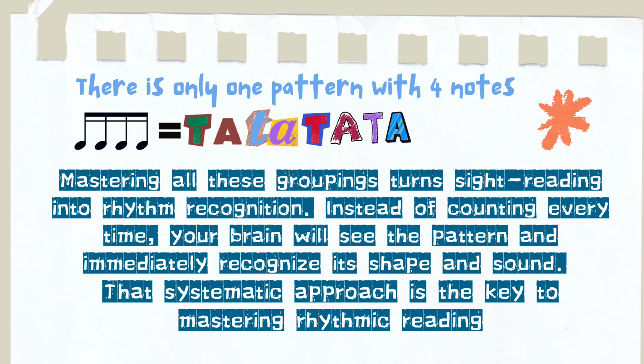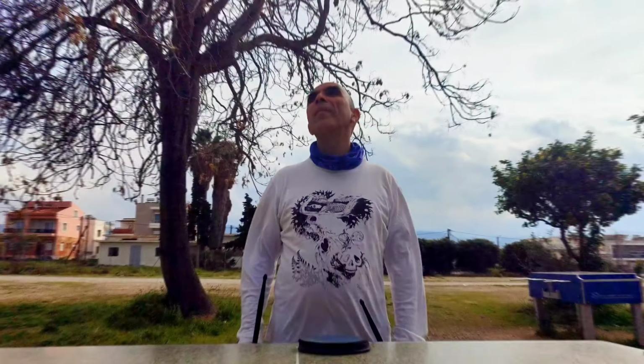Mastering all these groupings turns sight reading into rhythm recognition. Instead of counting every time, your brain will see the pattern and immediately recognize its shape and sound. That systematic approach is the key to mastering rhythmic reading.